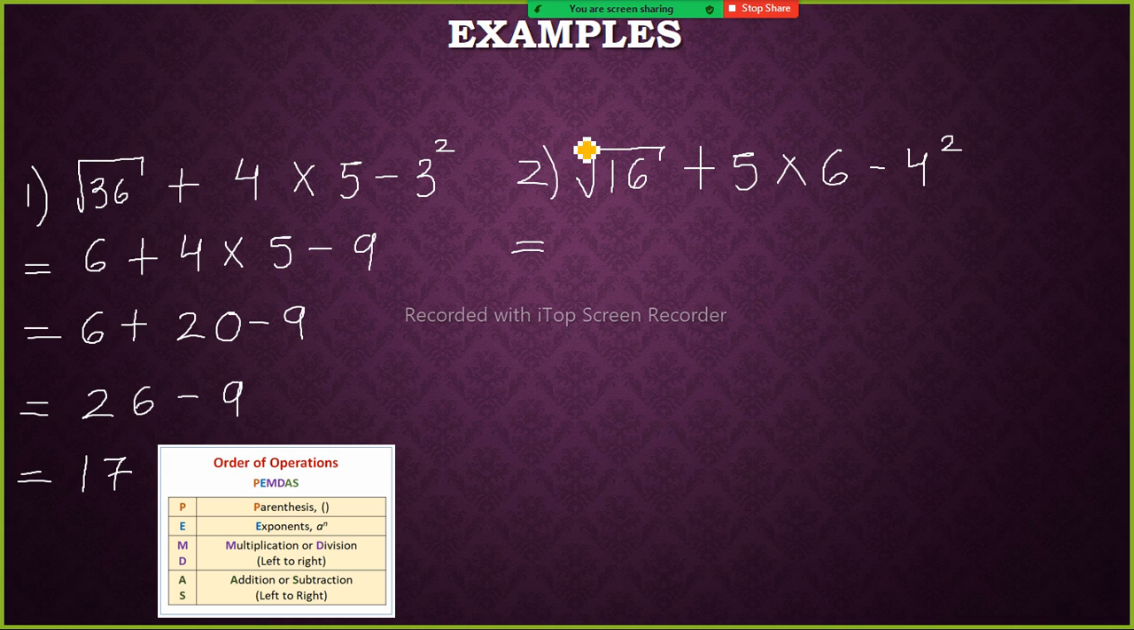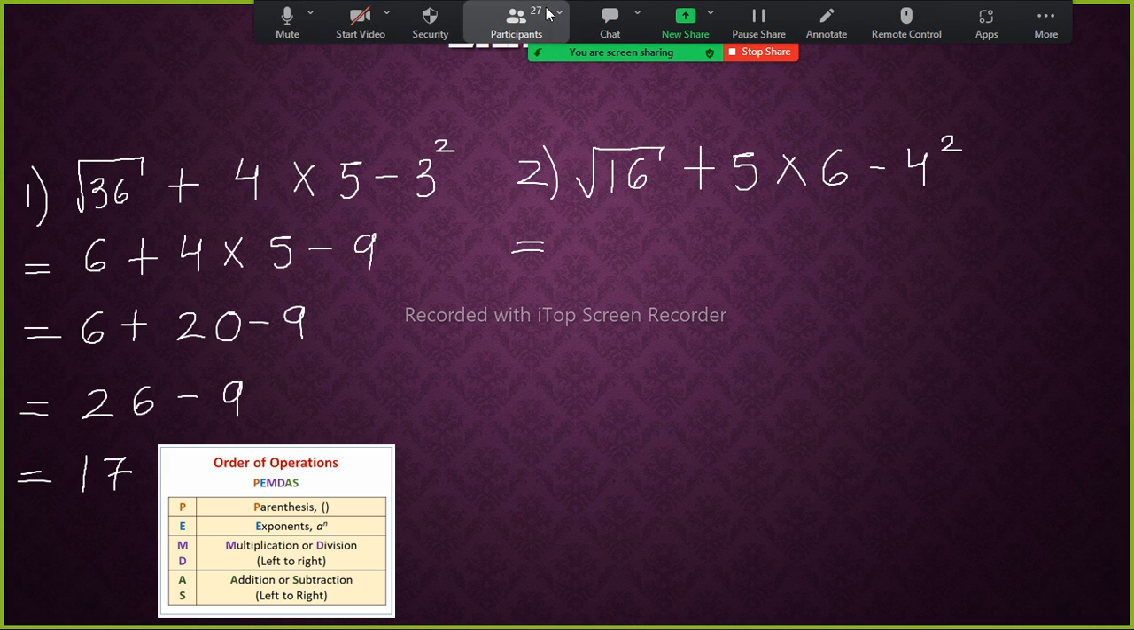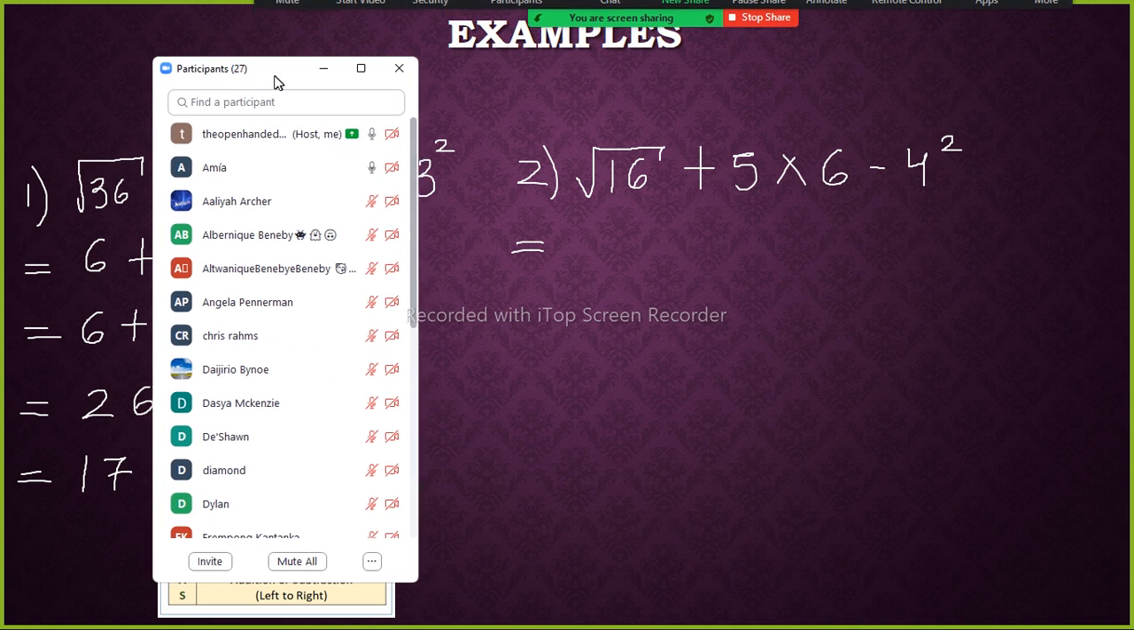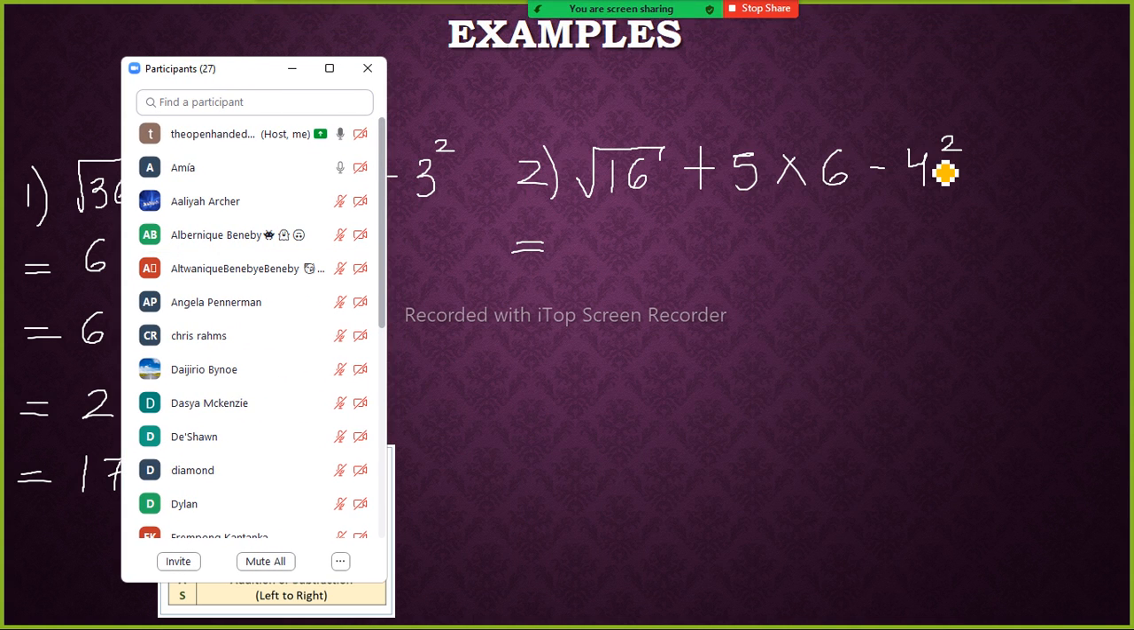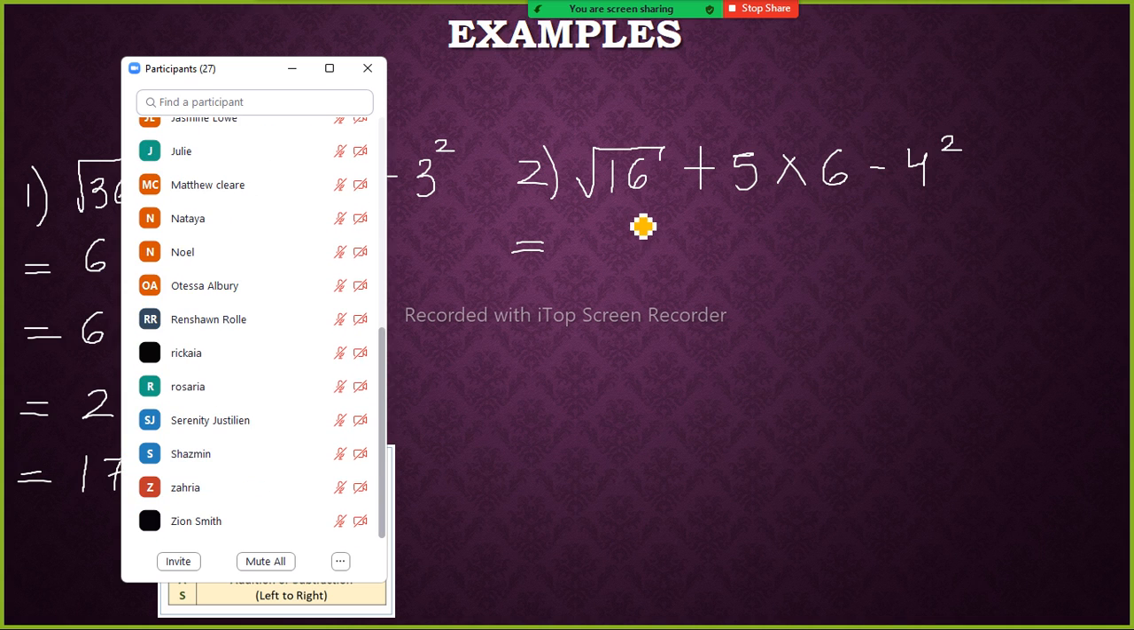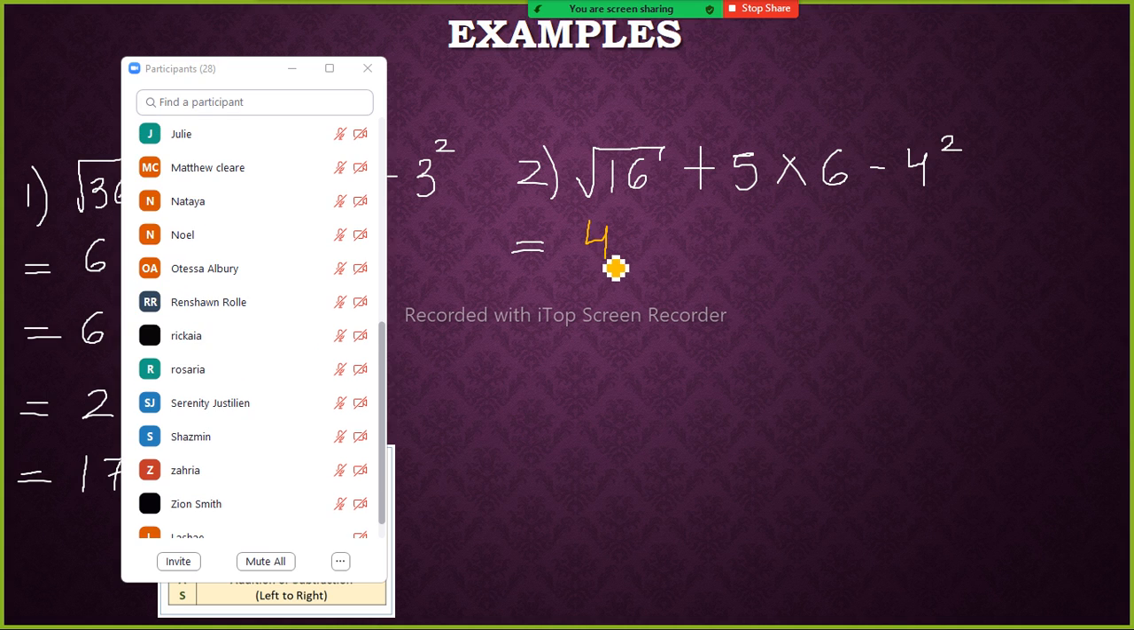Find the square root and do the 4 squared thing. Very good. Say do the 4 squared thing. Yes, do the exponent. So the square root of 16 is what? 4.